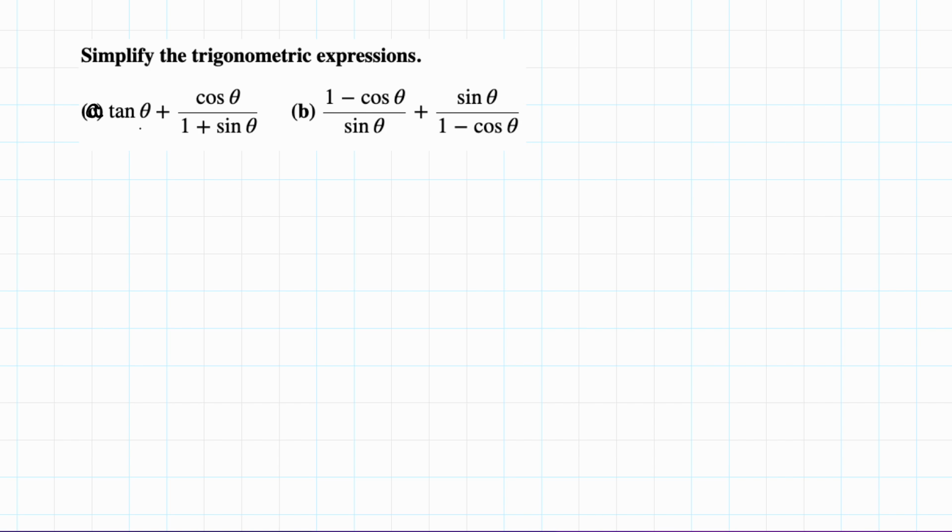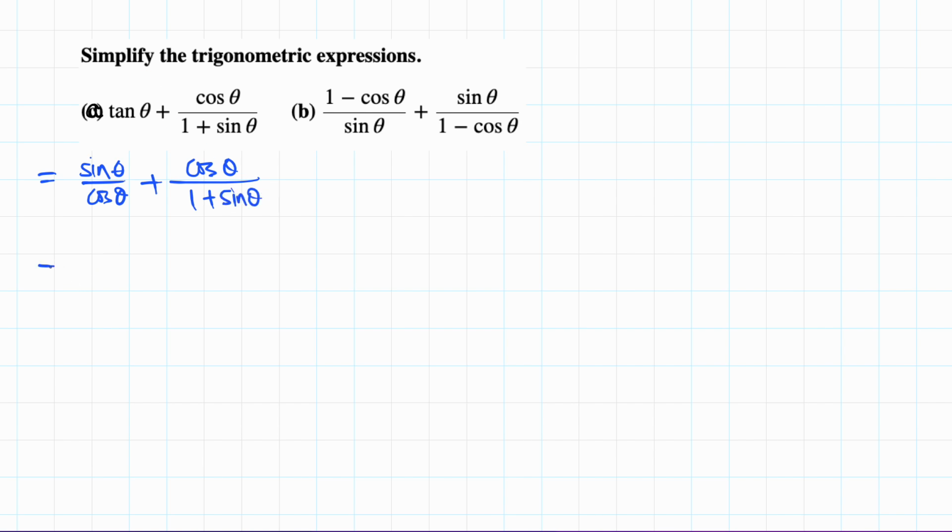Tangent, by the quotient identity, is in fact sine over cosine. So we can make a fraction. That way we can add two fractions. Okay, let's do that. So part A: tangent is the same as sine over cosine, quotient identity, plus cosine theta over 1 plus sine theta.